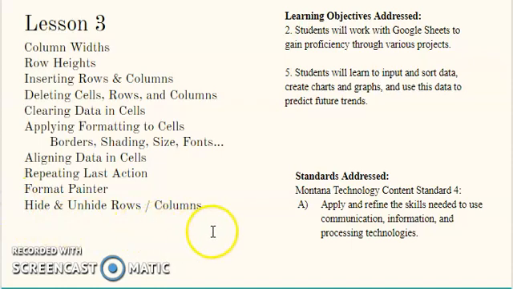And this is all towards our learning objectives from our syllabus. Number 2, students will work with Google Sheets to gain proficiency through various projects. And number 5, students will learn to input and sort data, create charts and graphs, and use this data to predict future trends. The standard we're addressing is Montana Technology Content Standard 4.